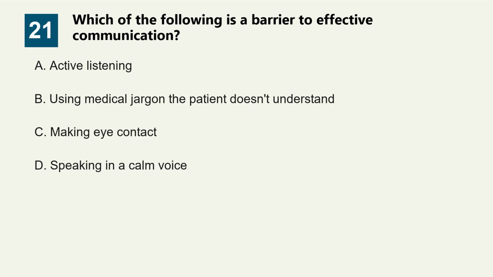Question 21. Which of the following is a barrier to effective communication? Option A. Active listening. Option B. Using medical jargon the patient doesn't understand. Option C. Making eye contact. Option D. Speaking in a calm voice. The correct answer is option B. Using medical jargon the patient doesn't understand.